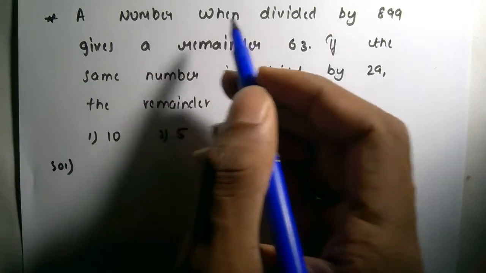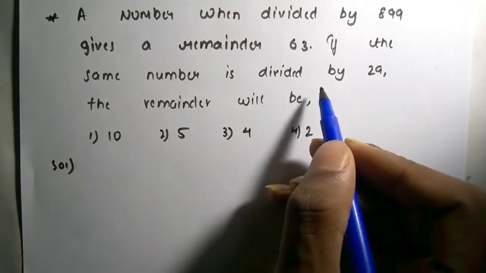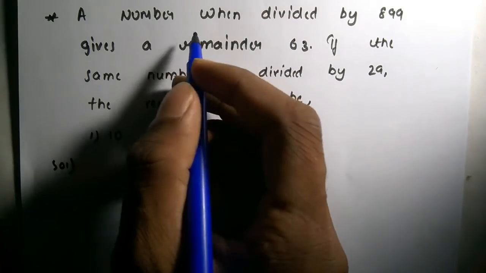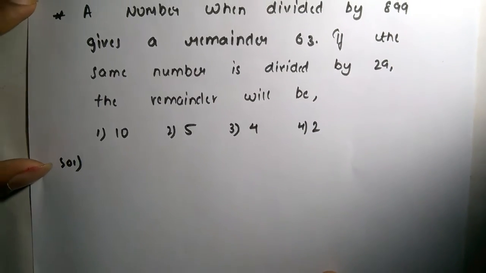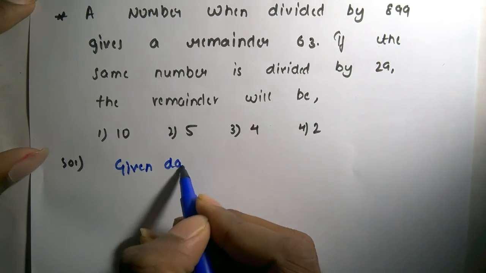A number when divided by 899 gives a remainder 63. If the same number is divided by 29, the remainder will be what? So let us first write the given data.